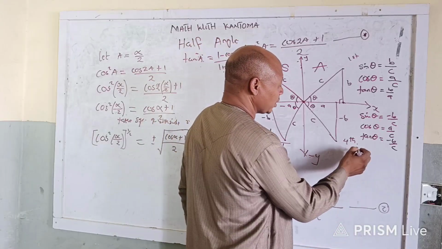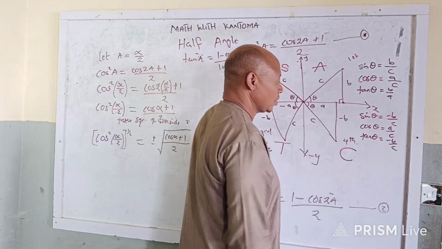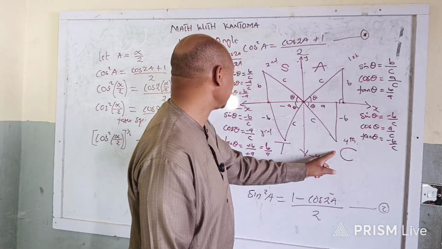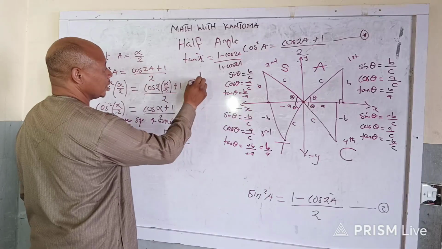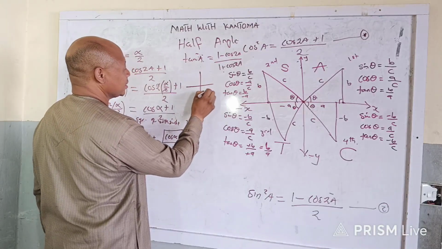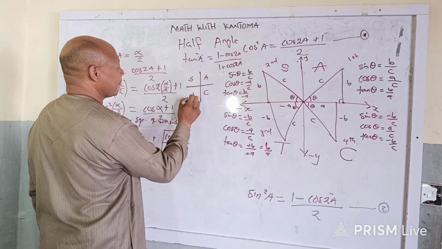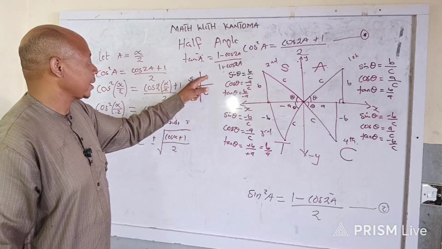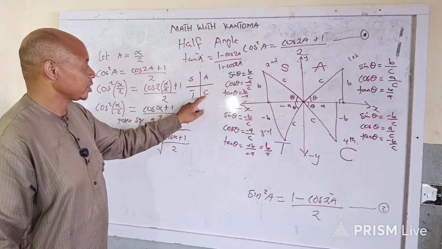So we said on this quadrant only cos theta is positive, so we denote this quadrant by C. We can denote all the quadrants with a simple logic by saying this is CAST, starting from the fourth quadrant. CAST: only cosine is positive on the fourth.